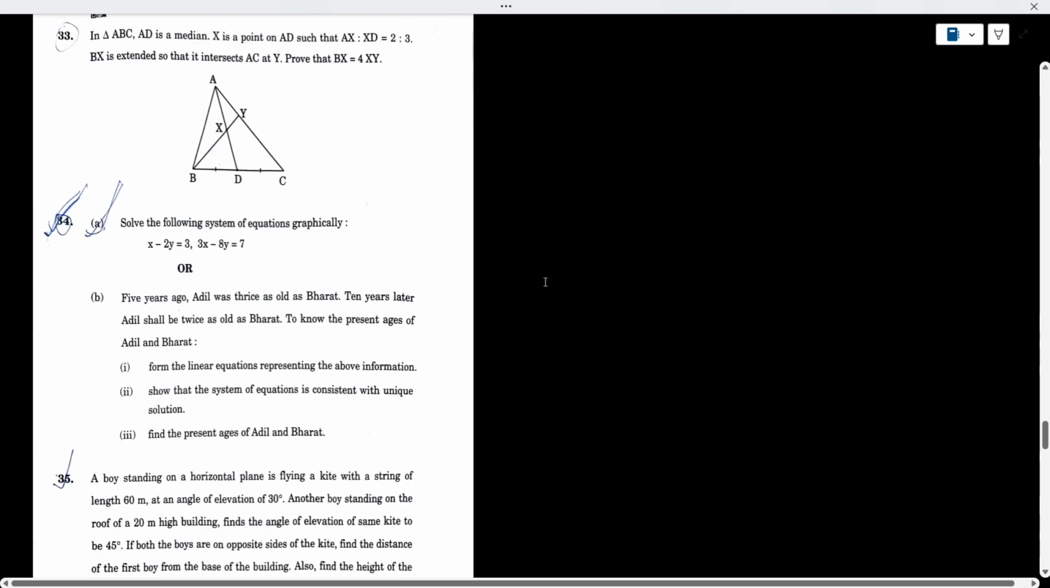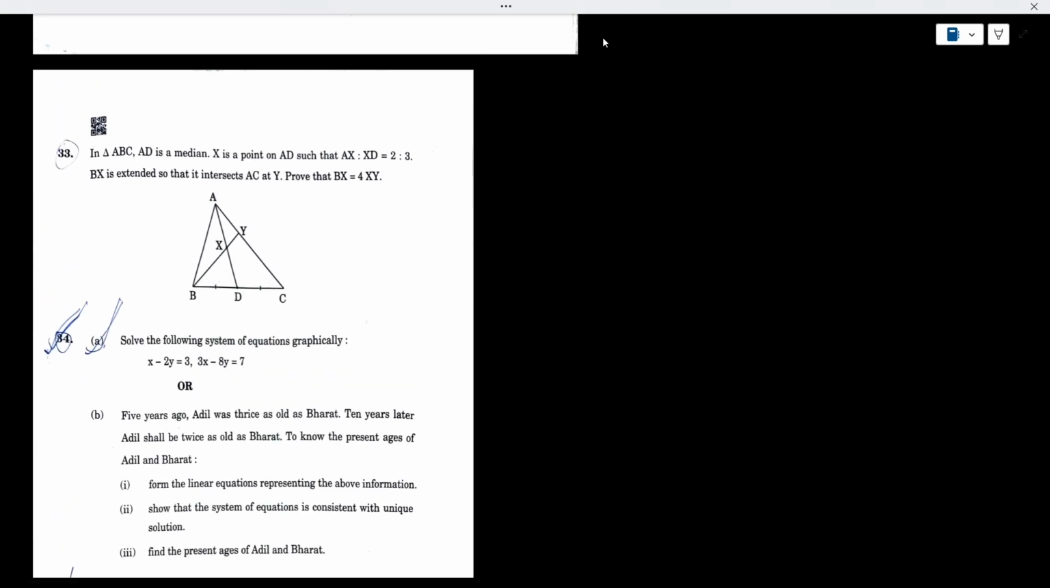Now this question, question 33, mostly you will see is on triangles. It used to be an internal choice, but this year in many papers this question was compulsory, and students felt difficulty also. Here AD is the median. X is the point on AD such that AX is to XD is 2 is to 3. Then BX is extended till Y such that it intersects AC at Y. Prove that BX is equal to 4XY.